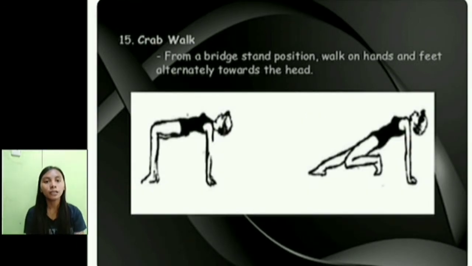Number 15, crab walk. From a bridge stand position, walk on hands and feet alternately towards the head. Dual stance, Chinese get up.